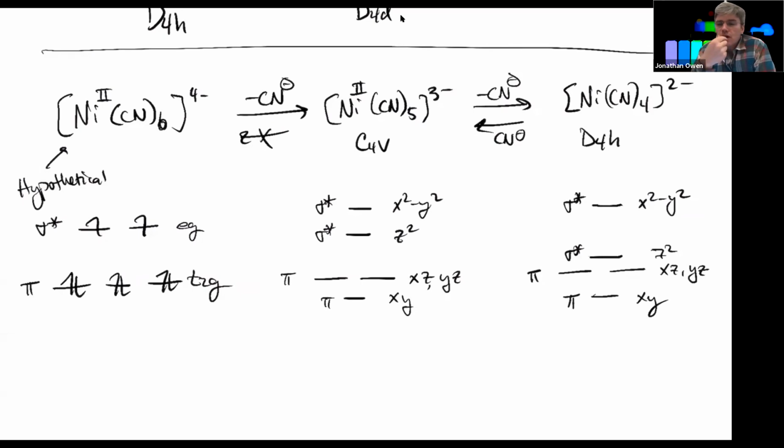You could draw other geometries for these. Nickel pentacyanide doesn't have to be C4V. It could also be trigonal bipyramidal, which is D3H. Nickel tetracyanide doesn't have to be square planar. It could be tetrahedral. Then things really kind of change a lot.